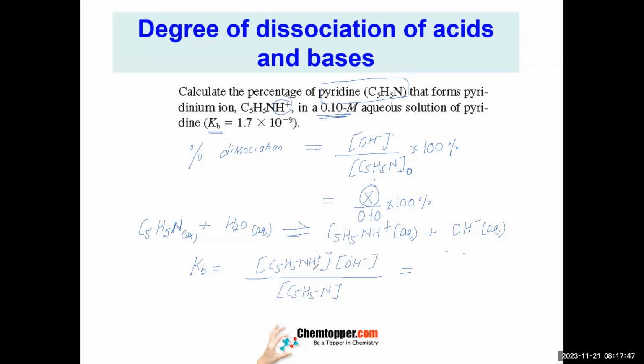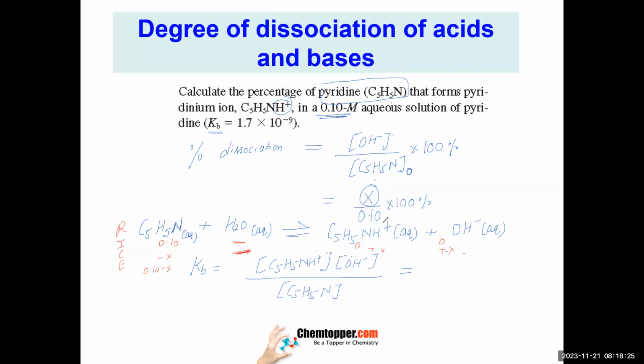Oh, I missed one thing. What is that, children? The RICE table. This is the reaction. I missed the RICE table, right? So what's the initial concentration of C5H5N? 0.10. H2O, not interested. 0, 0. Change: minus X, plus X, plus X. Equilibrium: 0.10 minus X. Water, we are not interested.